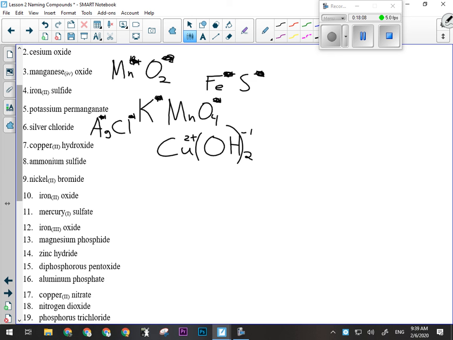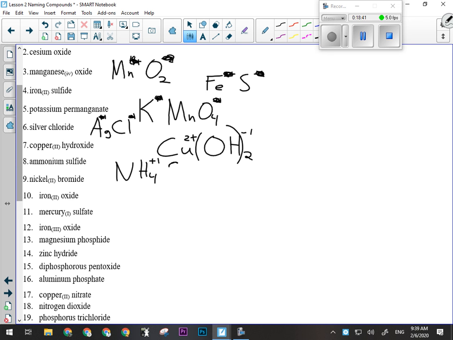All right, number 8, ammonium sulphide. Now this one's a bit tricky. Ammonium is a polyatomic ion, but it's the only one on your chart that's positively charged. Things that are positively charged generally behave as metals. If you look on your periodic table, all your metals are positively charged. So ammonium actually acts like a metal. It's NH4 and it has a charge of +1.